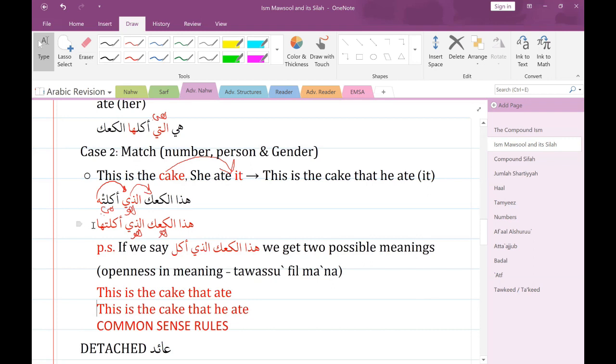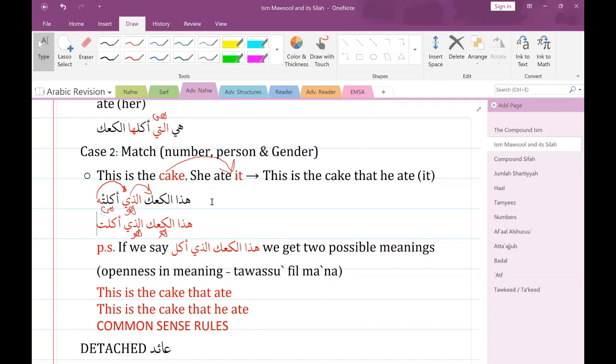He ate her. That doesn't even make sense. This is the cake that he ate her. Oof. I'm so confused right now. Wait. This is the cake that she ate. And because it's a she in akalat, that's why the ha has to be there, because it's a mismatch with allazi. Yeah, but what is it referring to? Akalatha doesn't make any sense. It's not going back to anything. Okay. So the example is confusing.